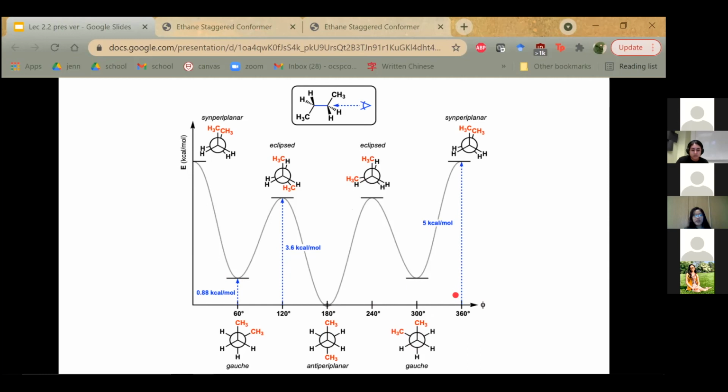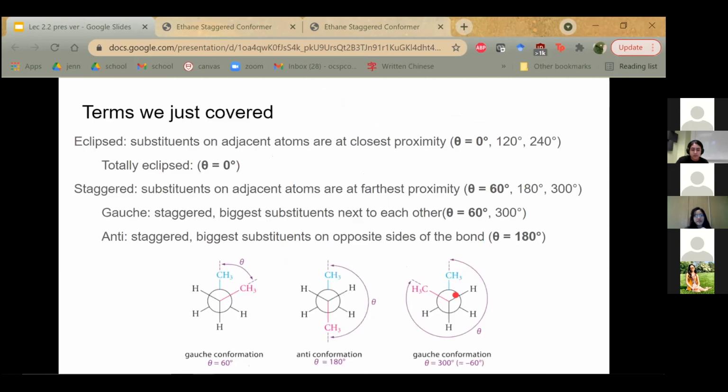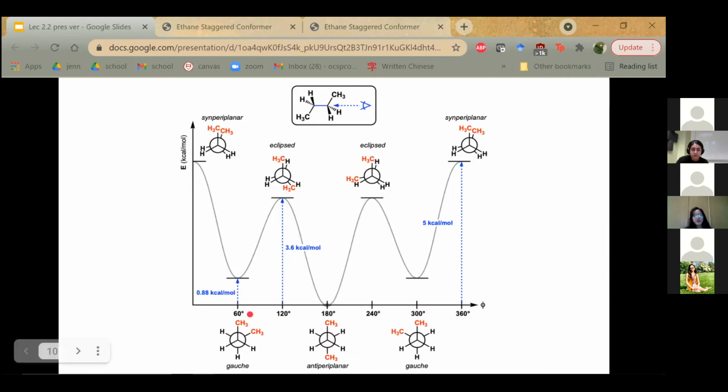And then gauche is going to be a subset of staggered conformations, and that's where you identify your two biggest groups, one group from this carbon and one group from this carbon. And those are the conformations where they're right next to each other, just 60 degrees apart. So they're close to each other, but they're still staggered. So there's going to be some repulsion, but not as much repulsion as there could be. And so it happens here at 60 degrees, and it happens again at 300 degrees, because remember, this is a circle. If you rotate it 300 degrees, it's going to be 60 degrees from the other side. So just keep that in mind.